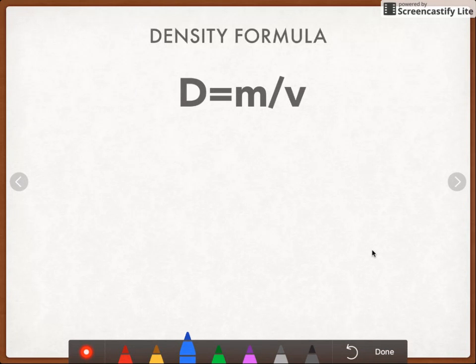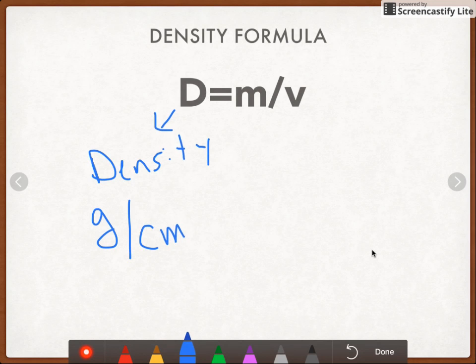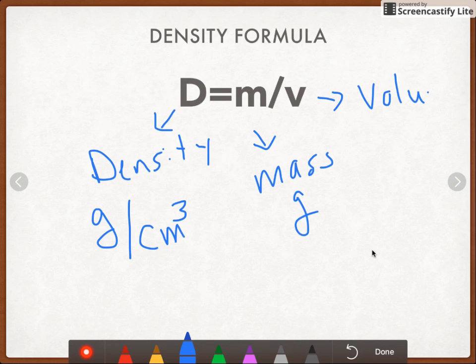So here's our equation that we talked about in the notes, where D equals density, which we measure in grams per centimeter cubed. M is the mass, which is measured in grams, and V is volume, which is measured in centimeters cubed.